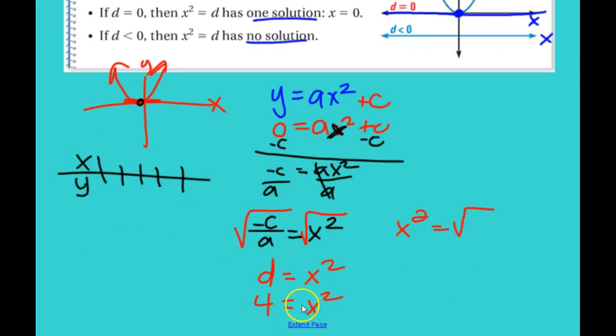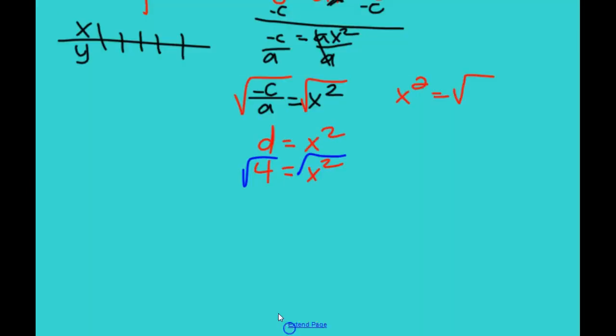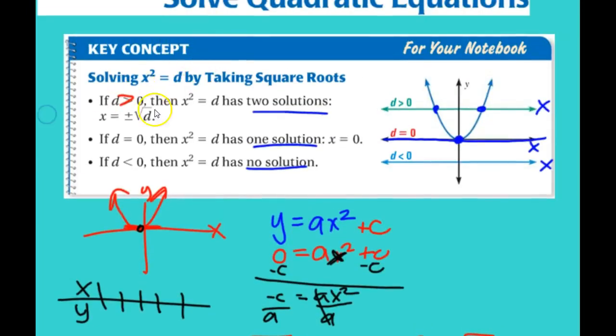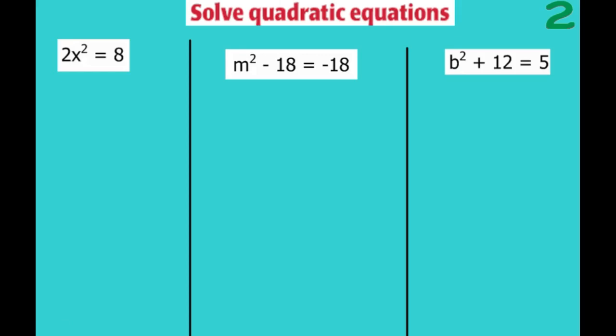So if you have a number here, d, and it is greater than 0, like 4, well, we know we can take the square root on both sides. The square root of 4 is 2. So if you have a number that's greater than 0, you'll have two solutions. If it's less than 0, you'll have no solution. If it's equal to 0, you'll have one solution. Now, this is all arbitrary right now. Let's solve a couple, and this will hopefully make a little bit more sense.